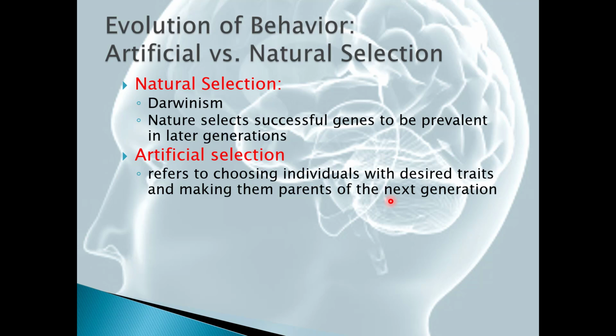Now, it's easy to think of it in terms of animals, like dog breeding, right? Certain dogs were bred for fighting, certain dogs were bred for police work, certain dogs were bred for working, certain dogs were bred for hunting. So, certain traits were pulled out of animals to breed dogs for these different jobs.